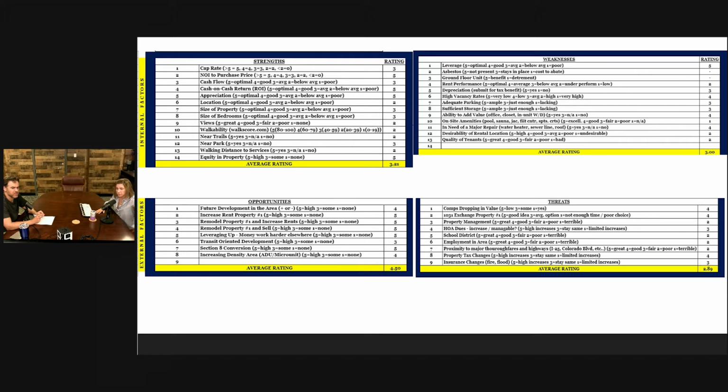Does it have walkability, which is something you can check, by the way, on a website called walkscore.com. It's a great website. I highly recommend it. It really tells you how accessible your property is to services, to public transportation, to major highways. It's a really cool site. Is it near trails and parks? Is there equity in the property? Can you leverage it? I did include some markers that we used in affordable housing, like asbestos, ground floor versus third floor.